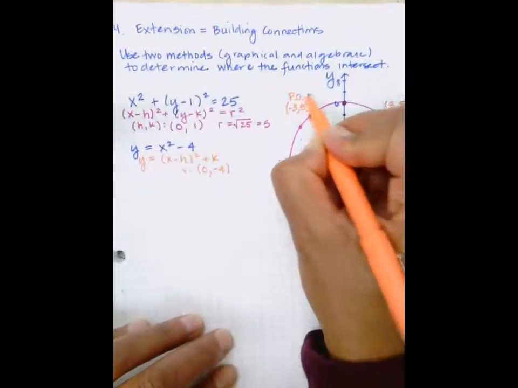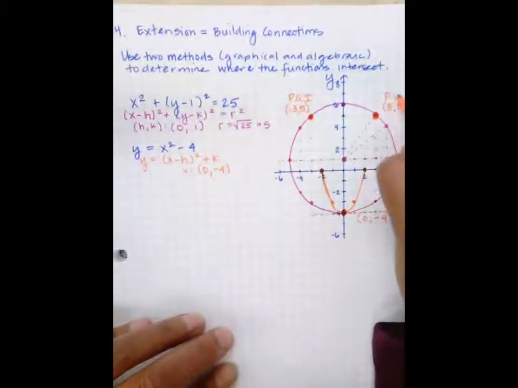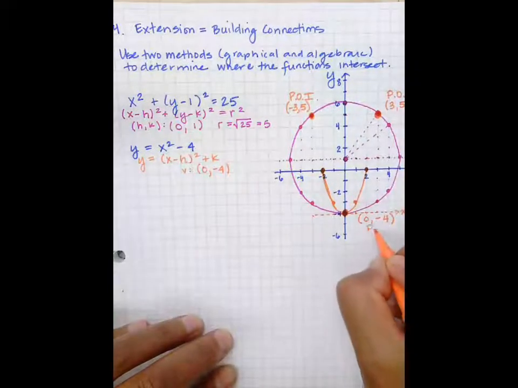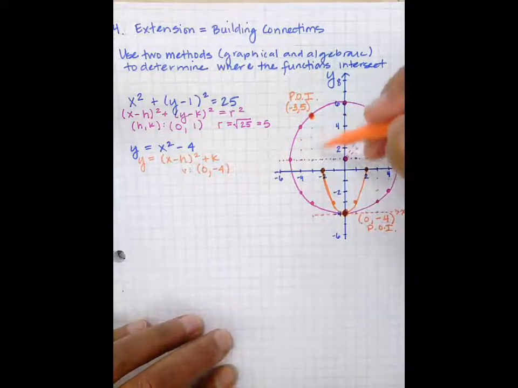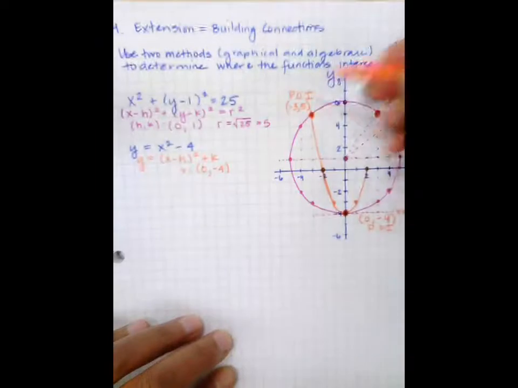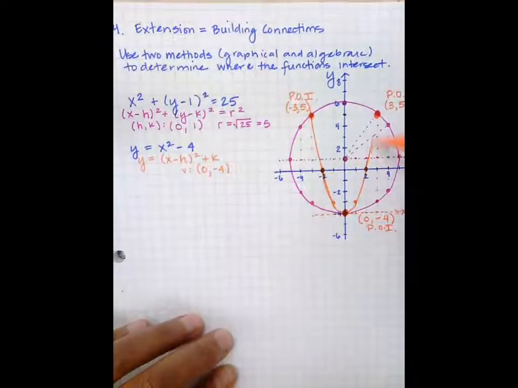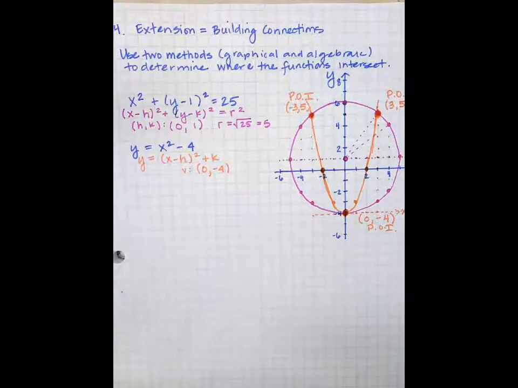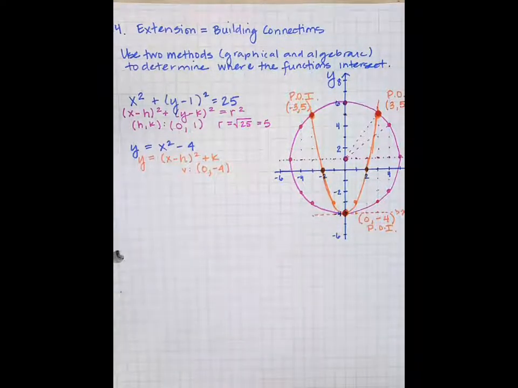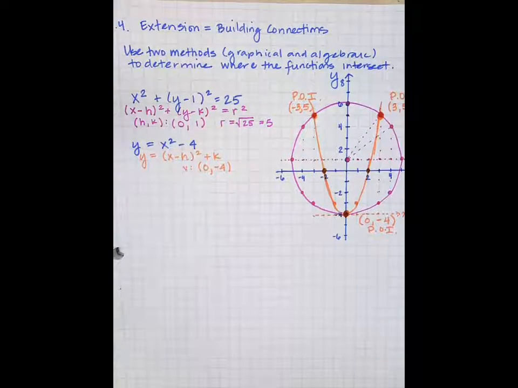I'm going to label that a POI for a point of intersection. Notice there are 3 points of intersection for this particular non-function, being the circle, and the function. So that completes the graphical way of solving this problem. Please tune into the next video, where I'll show how to do this algebraically.